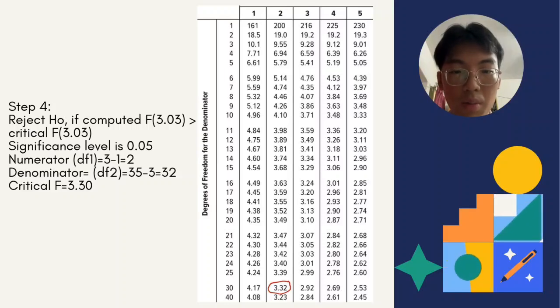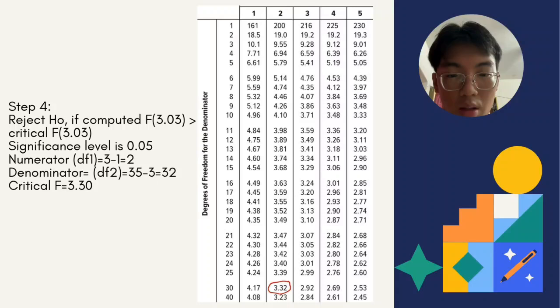Okay, so let us go through step 4. In step 4, we need to find the critical F. So before that, we need to find the numerator df first. So the numerator df is 3 minus 1 equal 2. And the denominator is df2. So we need to use 35 minus 3. So we get this as 32. So based on the F table, we can find that the critical F is 3.3.